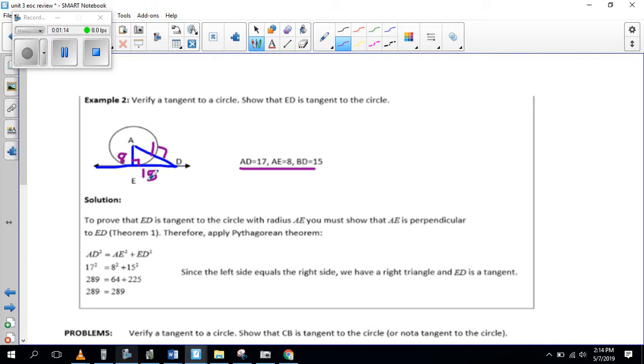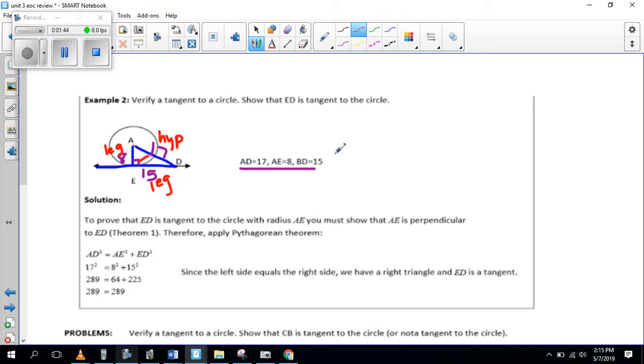Okay. So now what it's asking us is to prove that this line is tangent to the circle, to verify the tangent. So what we have to do is first label your triangle. Across from the 90 is our hypotenuse, always your hypotenuse. Then the other two, because they didn't give me any angles, have to be legs. Okay?